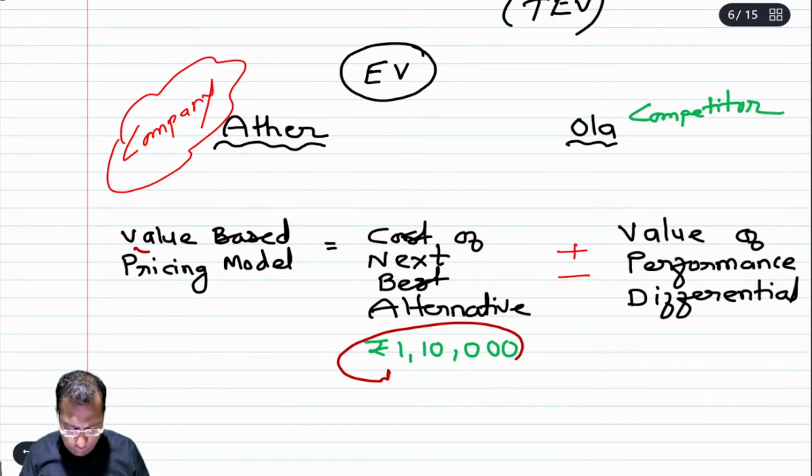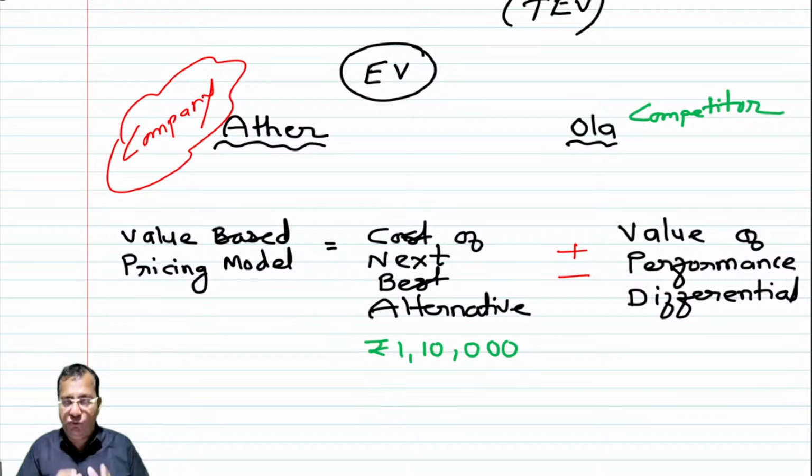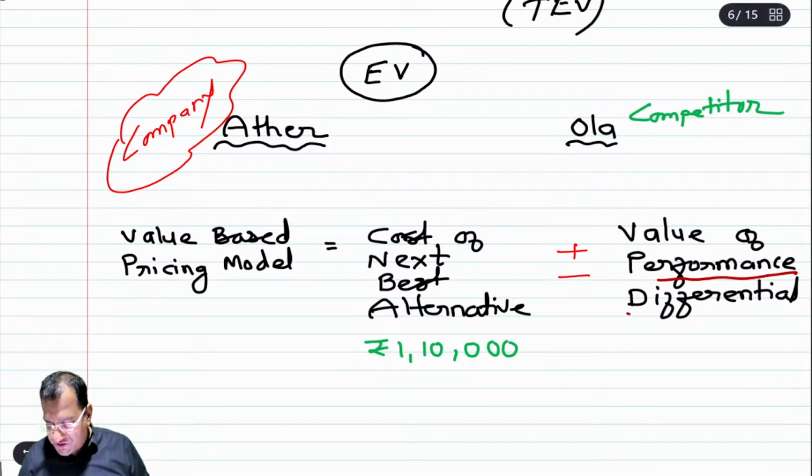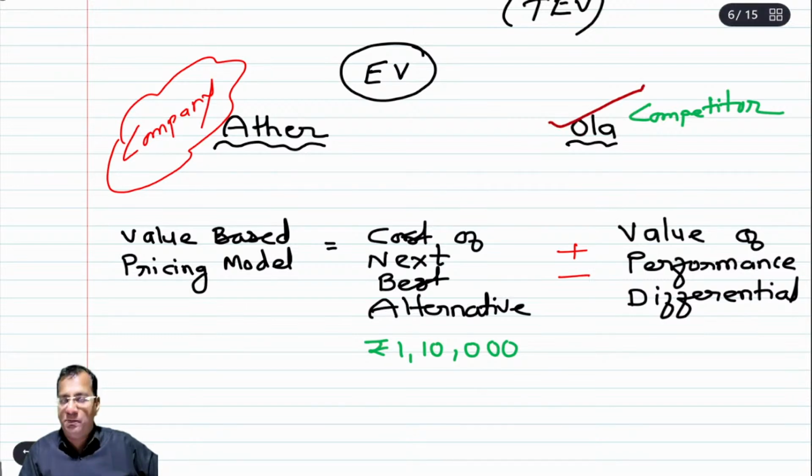But we are talking about the value-based pricing model. Based on that, we will determine our true value. What would be the sale price, keeping in consideration the market reality along with the performance differential? Here, beta, my company is Ather. I know that if the customer doesn't buy my product, he will buy the product of the competitor Ola, and the cost of Ola to him is 1,10,000. Now what will I do? I will identify those positive points. These are the positive points.